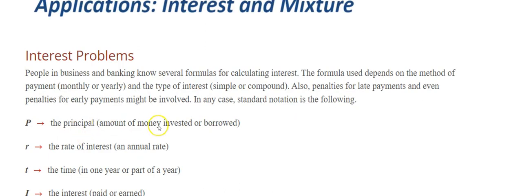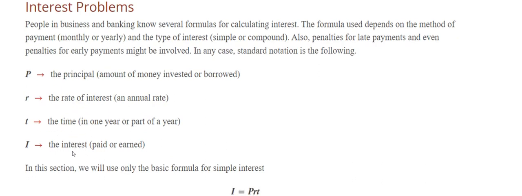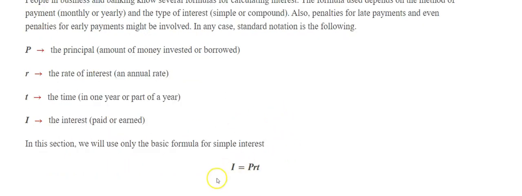Principal, amount of money invested or borrowed. Rate of interest, annual rate. Time, how long is it going to take you to pay it back. Interest, how much you've got to pay extra. Like when you buy a car for $1,000, you pay it off over 5 years, but you end up having to pay like $1,500 because the bank or the car company wants a little extra money because they did loan you the money. So that's kind of what that stands for. Here is the equation for interest.